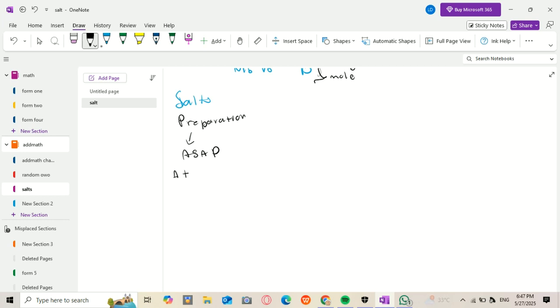neutralization between acid plus alkali, and then acid plus reactive metal, plus metal oxide, and then metal carbonate. And this is the soluble salt. And then the insoluble is double decomposition reaction.